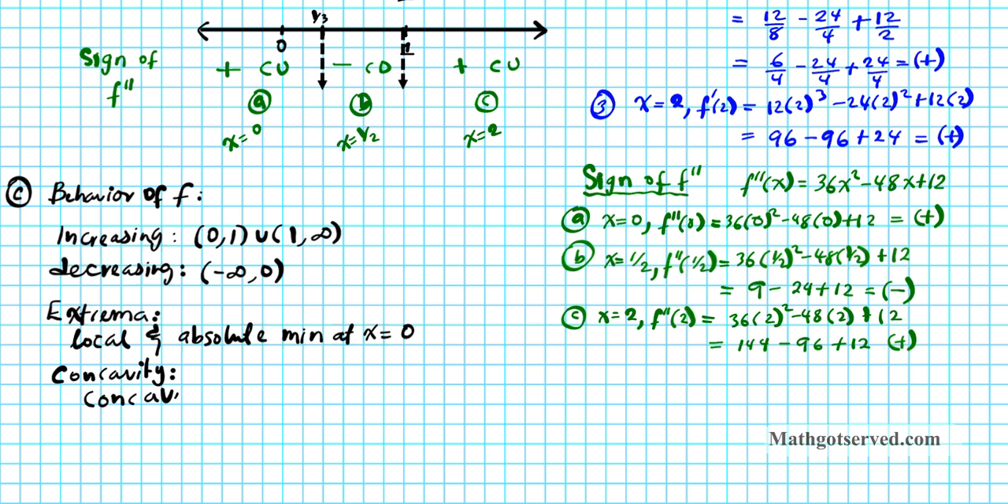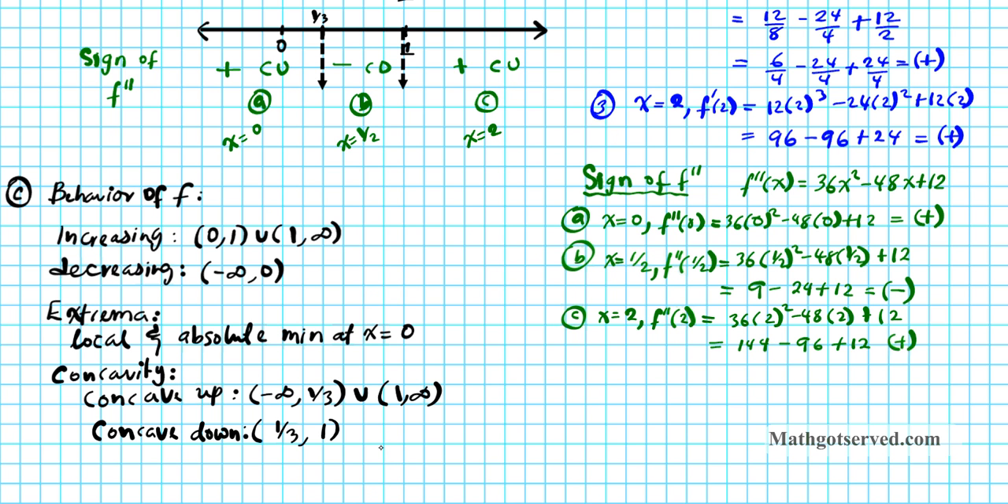Concave up. The graph is concave up from negative infinity all the way to 1/3, union 1 all the way to infinity. Okay, and then it's concave down from, let's see, where is it concave down? From 1/3 all the way to 1. That's where it's concave down.